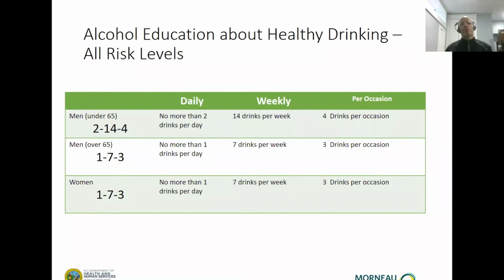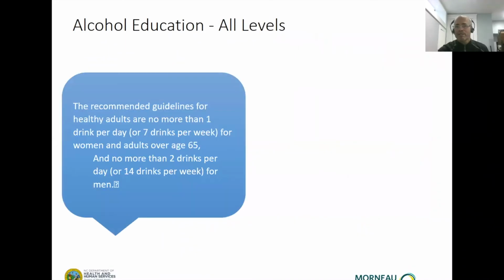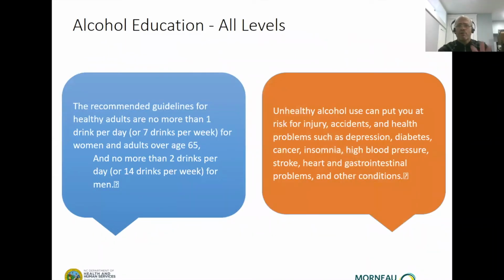2 means no more than 2 drinks per day. 14, no more than 14 per week. 4, no more than 4 drinks per occasion for males under 65. For men over 65 and females, it's 1, 7, 3. This is a good pattern to follow, healthy drinking patterns, right? That we need to inform all levels of what it looks like, okay? Again, this is a great guide when we provide the education and the advice. I'm not going to go over this, but we want to provide that.